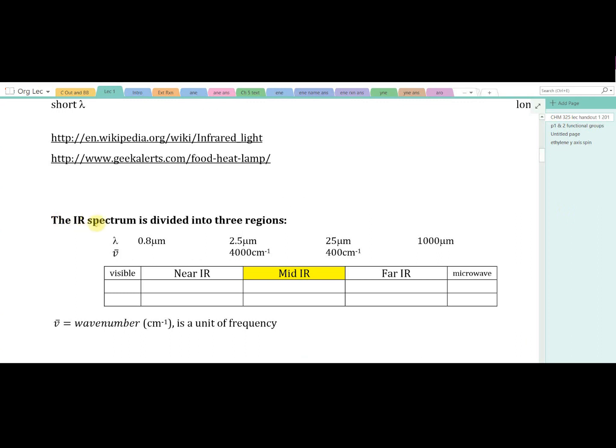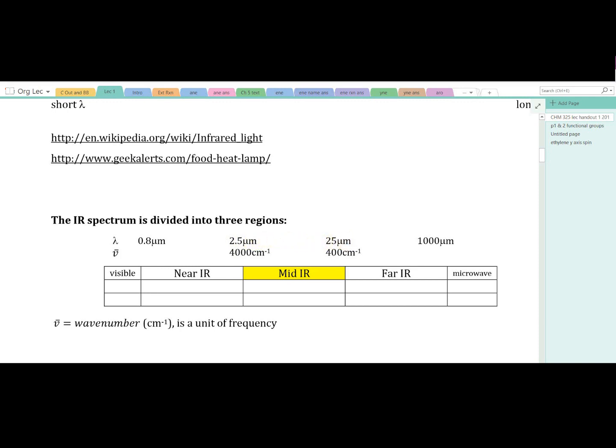The IR spectrum is divided into 3 regions: the near IR, the mid IR, and the far IR. And as you can see, the near IR has a wavelength just slightly greater than the visible. The far IR has a wavelength that's considerably longer than the visible, just a little shorter than the microwave region, and the mid IR is, of course, in the middle range. The wavelength of the mid IR runs from 2.5 up to 25 microns.